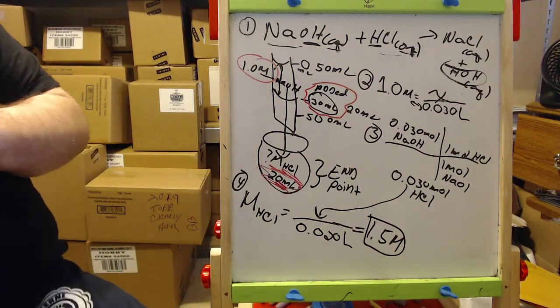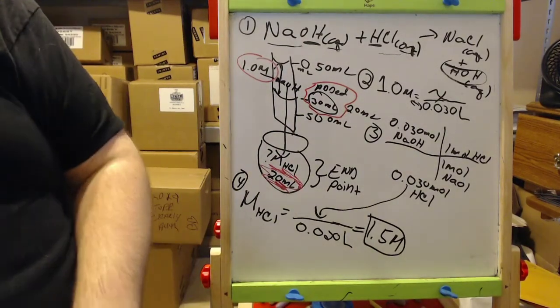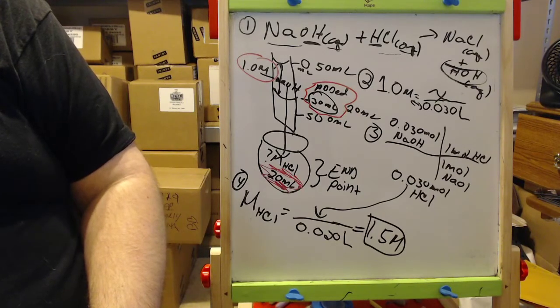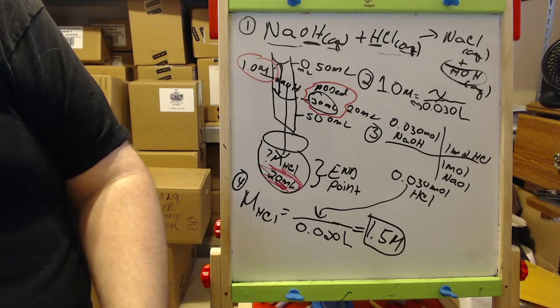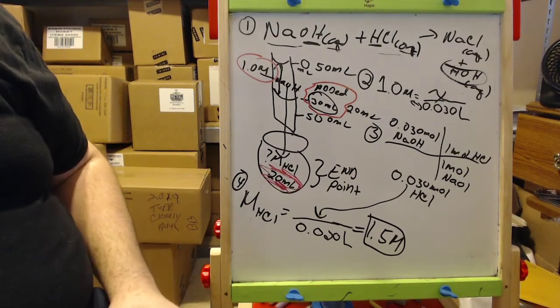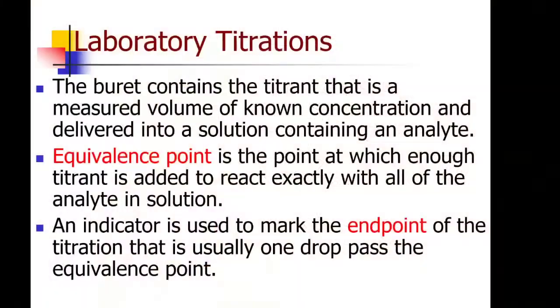And that's going to be one of your experiments where you're going to be given data. Endpoint or equivalence point. Your book calls it the equivalence point, also known as the endpoint. The equivalence point is the point at which enough base is added to the acid, and the indicator marks the endpoint of the reaction.